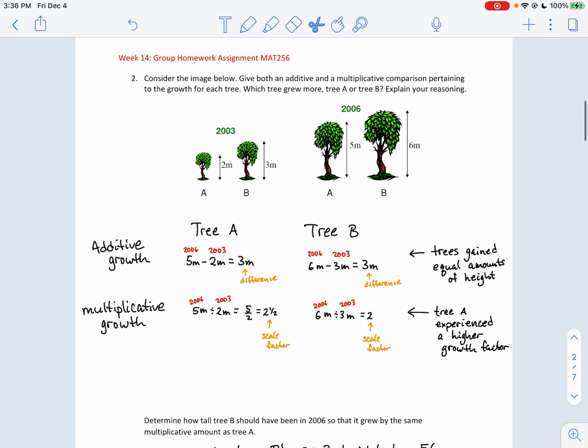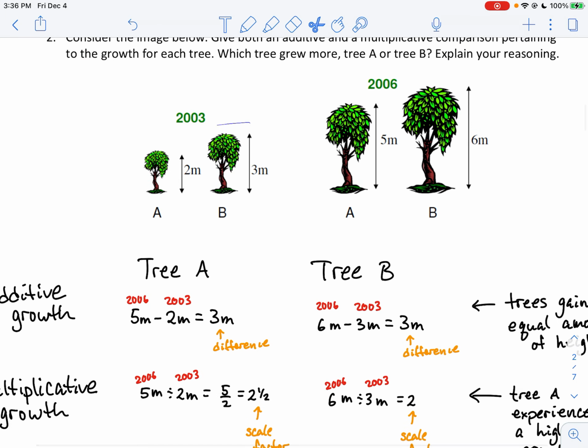Number 2, the biggest issue with number 2 was people were comparing tree to tree. So they were saying that in 2003, tree B was 1 meter more than tree A. And in 2006, that was also true. We were trying to compare growths. So you should really be comparing tree A to tree A for the 2 years, and then tree B to tree B for the 2 years, and see what the growths are.